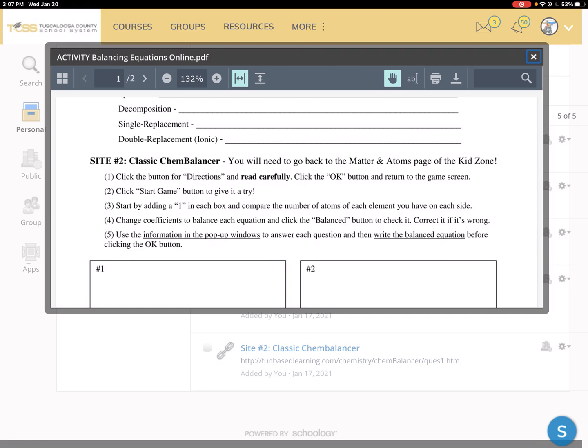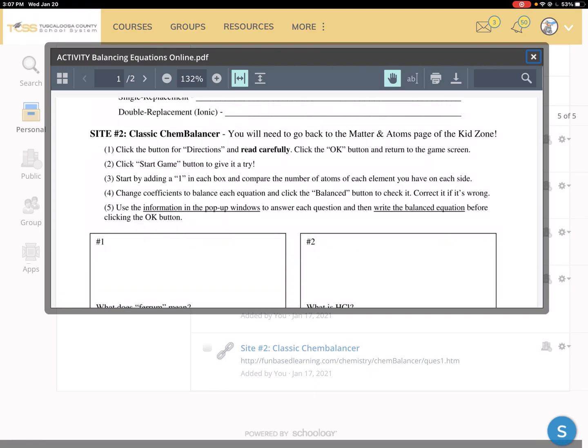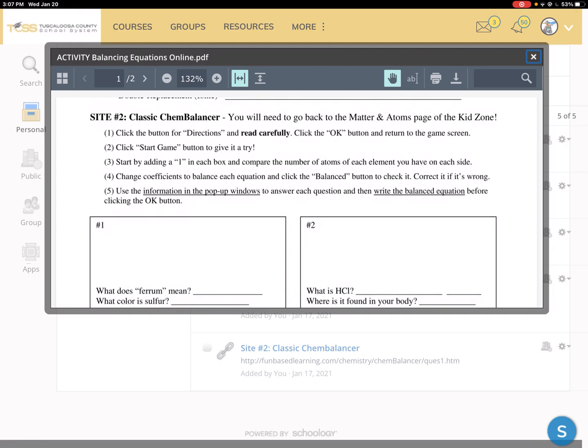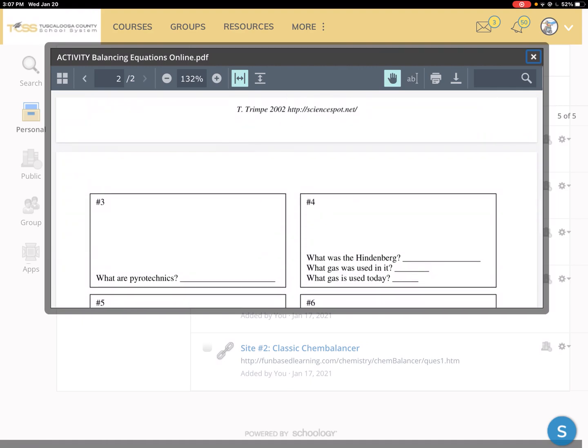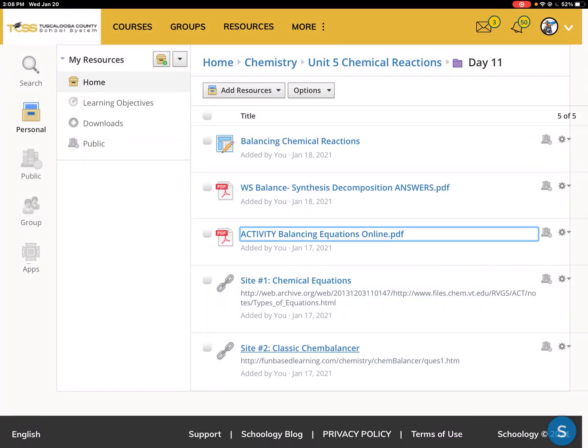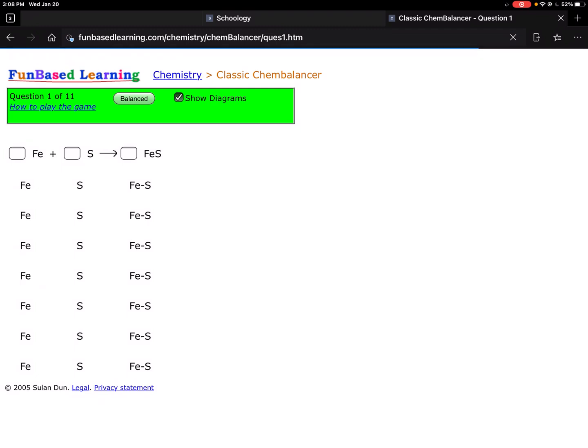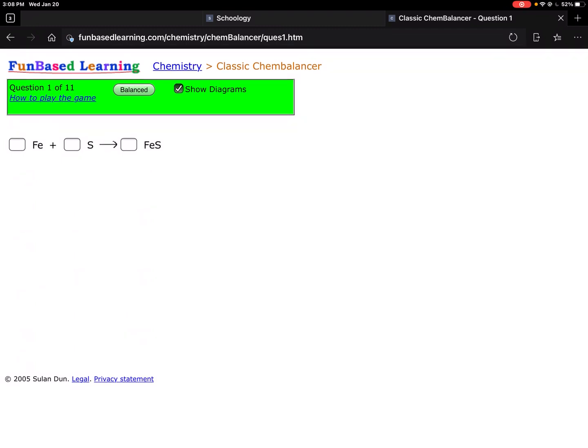And read these directions carefully. You're going to click the button for directions, read carefully, and then you're going to click Start Game to give it a try. Start by adding a 1 in each box. So that's on part 2. To show you that, it'll bring you up to this right here. There's 11 questions, 1 of 11, and it's got your boxes there. You're supposed to write these reactions once you balance them.